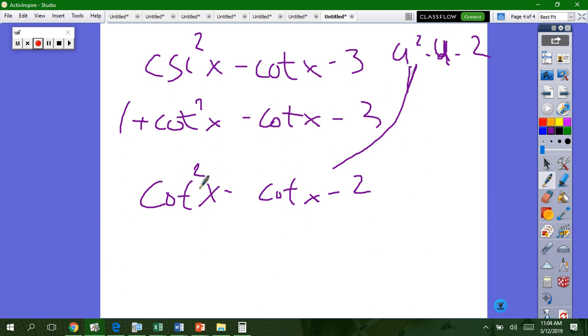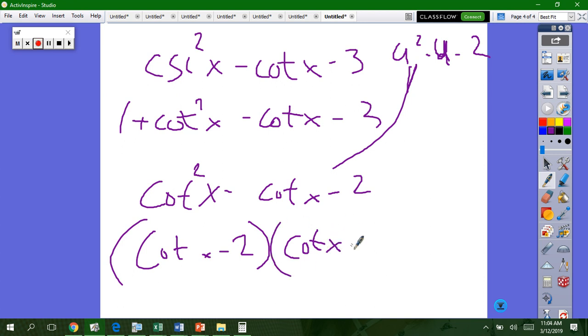So therefore this is cotangent x minus 2 and cotangent of x plus 1. How would you factor this guy? Wouldn't this be u minus 2, u plus 1? But who is our u? Cotangent.